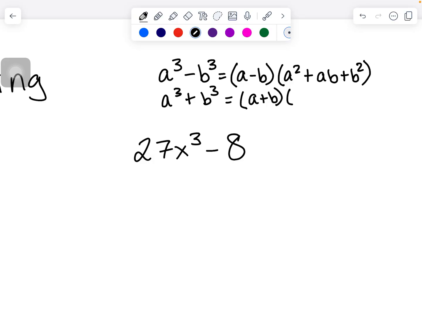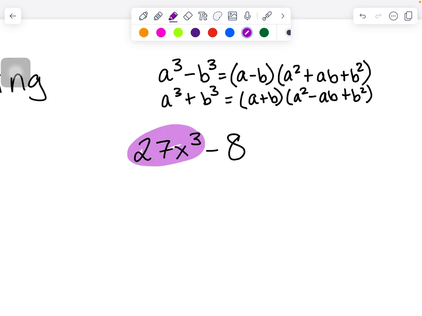This first sign is a plus b, and then we have a squared minus ab, and that last one is always positive. Again, the difficulty with sum and difference of cubes is being able to recognize that you have two perfect cubes and then subtraction or addition in between. So here we have two perfect cubes.